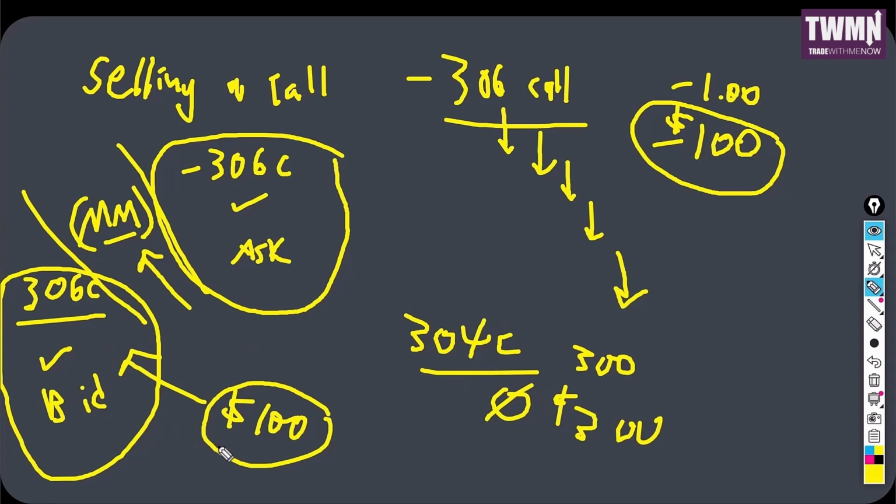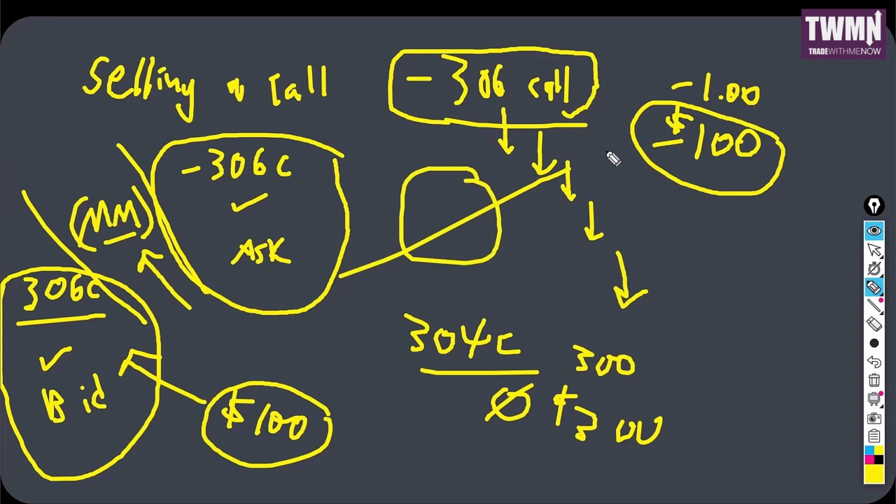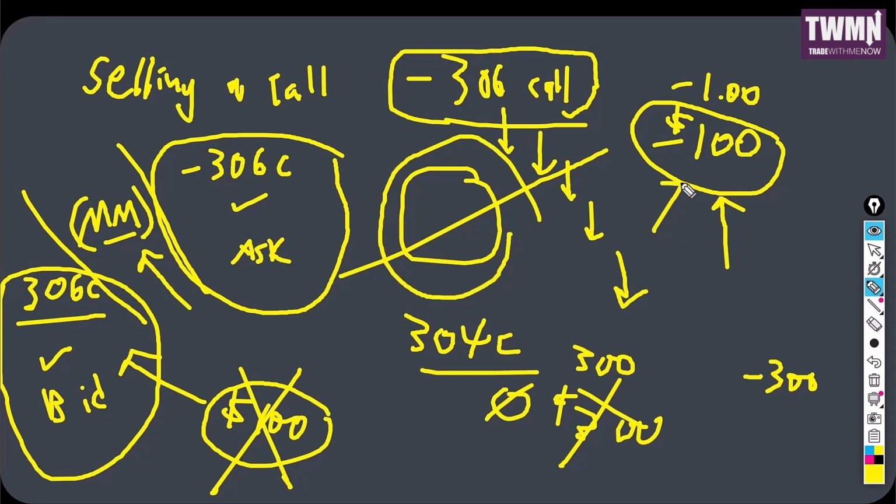In this example here, if someone bought this 306 call for 100, you were the seller, and price stayed below 306 and it expired worthless, you get to keep the $100. They lost $100, just like the person before lost the $300 when they bought that call. Somebody made that 300 on the other end. And that's what this is. So if you were to sell a call for $100 and price stayed below that strike price, it would expire worthless. You would keep the $100.